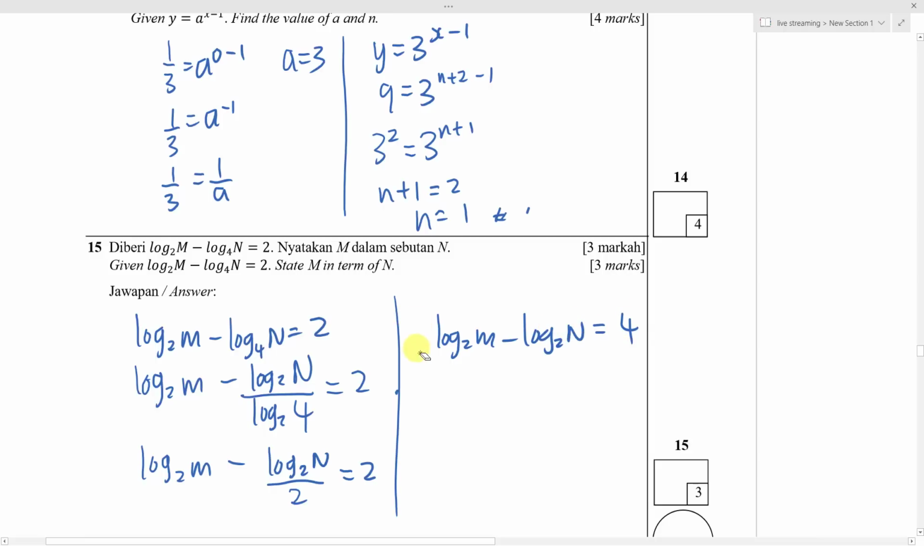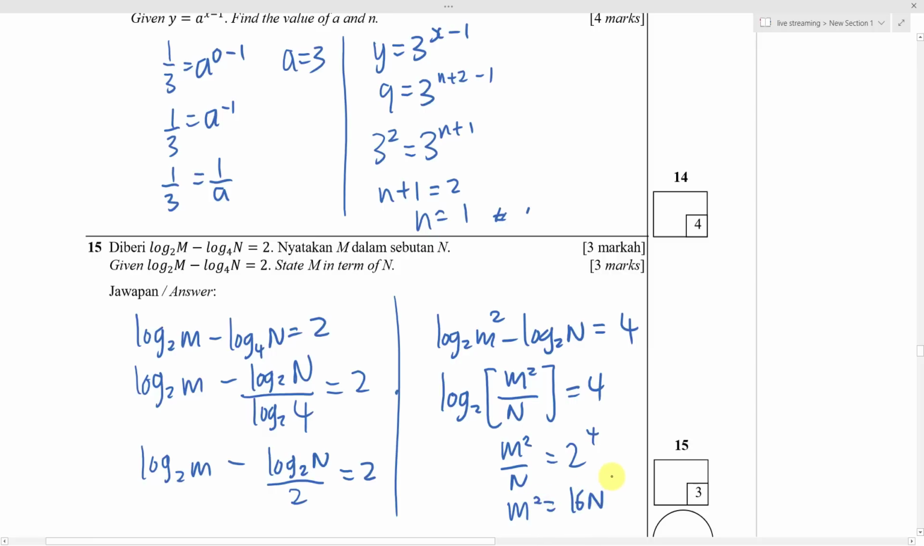And then the 2 I can move to the front and it becomes a power, right? I factorize out the log base 2. Then this is m squared, minus means divide, right? n equals 4. Alright, then m squared over n, I move the log base 2 to the other side, it will become 2 to the power 4, which is 16. So m squared should equal 16n. So I need to move the square of m to the other side, so it's the square root of 16n. So m should equal the square root of 16, which gives you 4, right? 4 square root n. Alright, this is how you leave your answer m in terms of n.